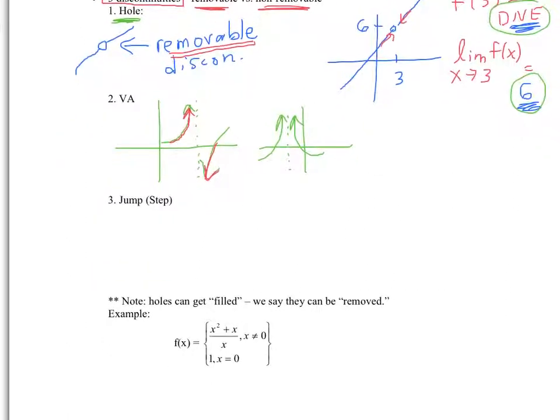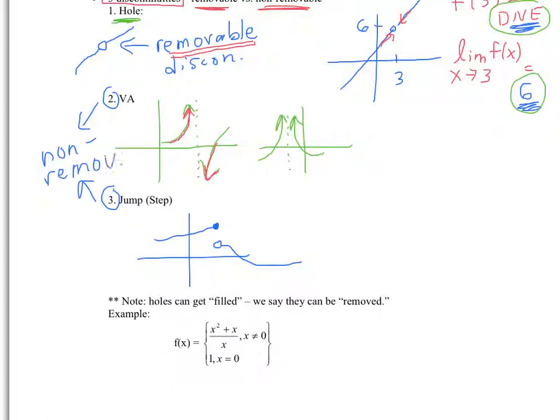And lastly, we have a jump or a step discontinuity. This is where we have a function that's going along. Maybe you have a closed circle there, and then it drops down to an open circle and does something like that. It's a jump, it's a step. This is another discontinuity. So VAs and jumps, these are both non-removable discontinuities. The only removable one is the hole.